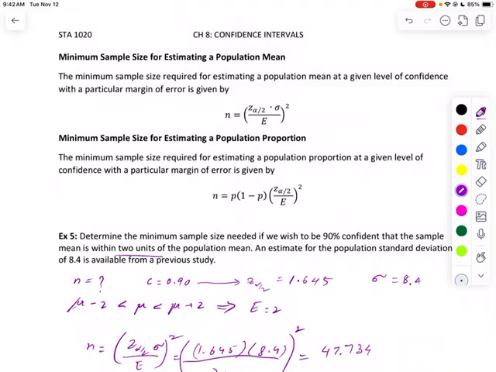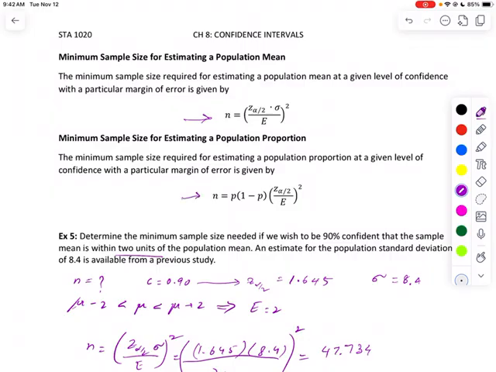Going back to section 8.4. So we had 2 questions left there about the sample size. The minimum sample size for estimating a population mean is given by this formula, and the minimum sample size required for estimating a population proportion, when we know the level of confidence and we know the error, is given by this formula.